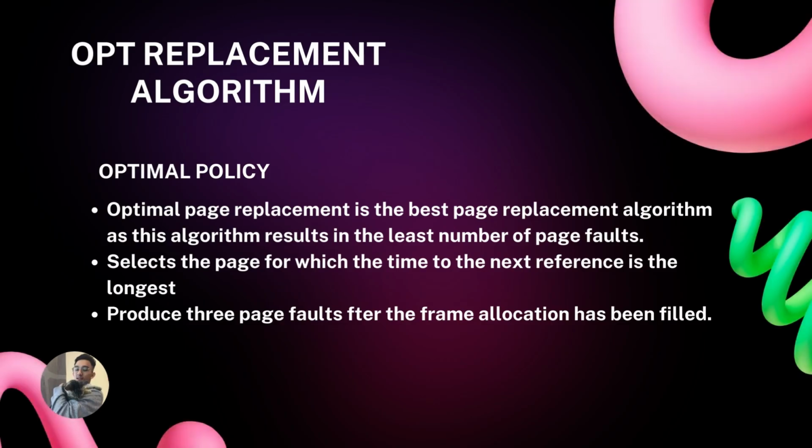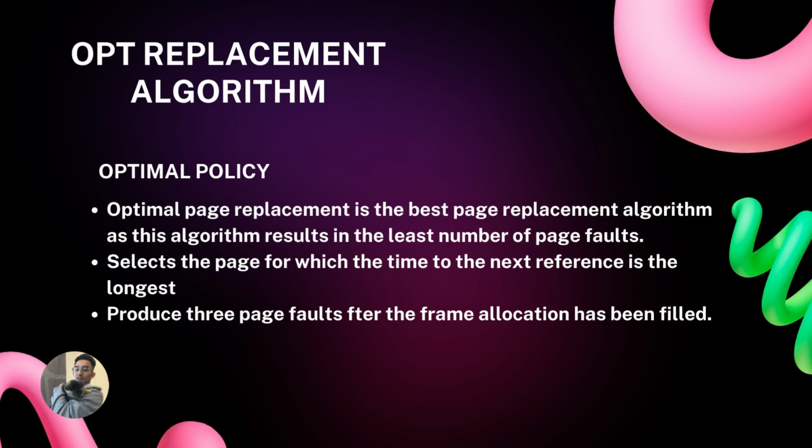So we go to the OPT replacement algorithm. The optimal policy is the best replacement algorithm because it results in the least number of page faults. Select the page for which the time to next reference is the longest. So it will produce 3 page faults after the frame allocation has been filled.